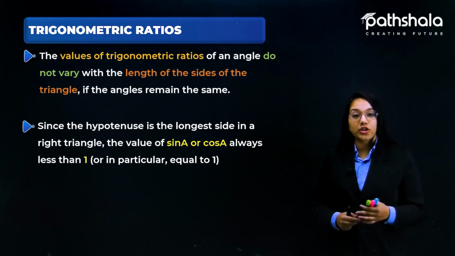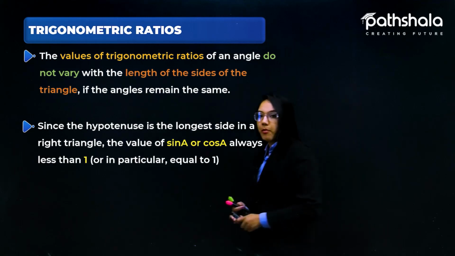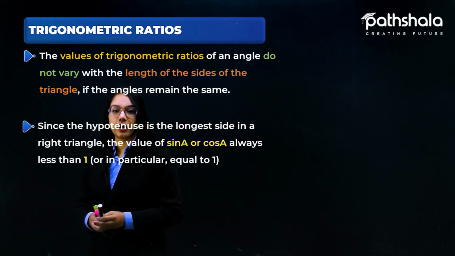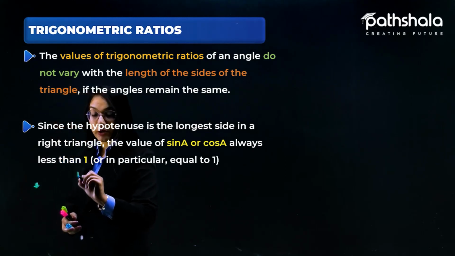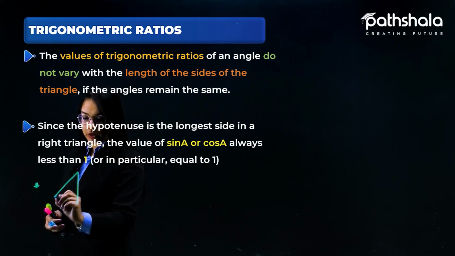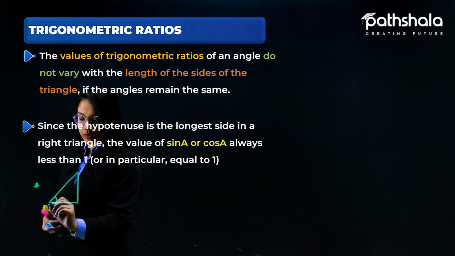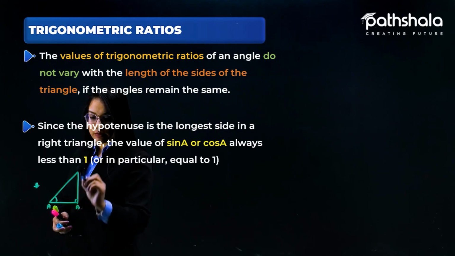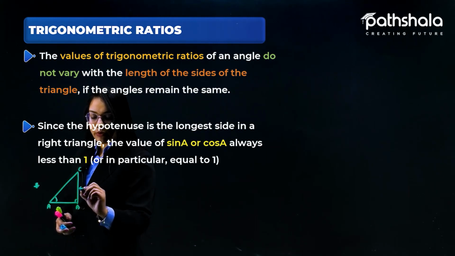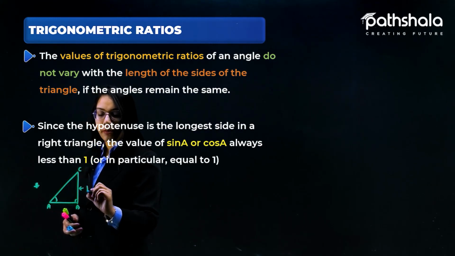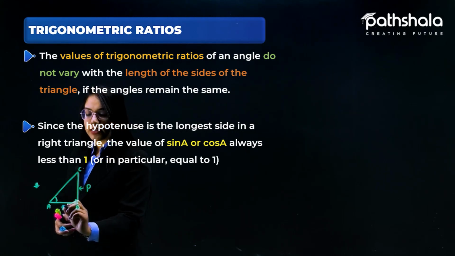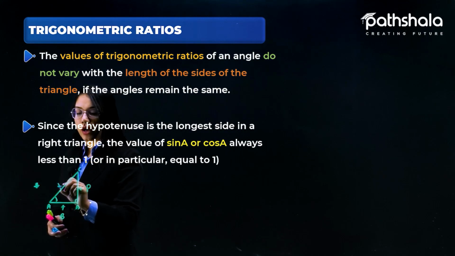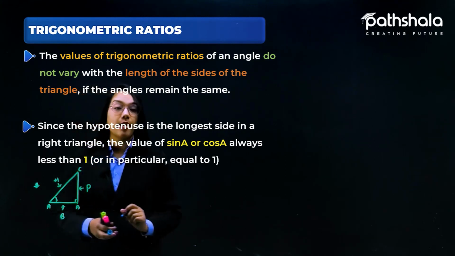Now we can also remember all the trigonometric ratios through a particular result. Let us suppose I am talking about this particular right triangle, and I am taking this particular angle A, this is my B, this is my C. We call this side the perpendicular, we call this the base, and this is called the hypotenuse.